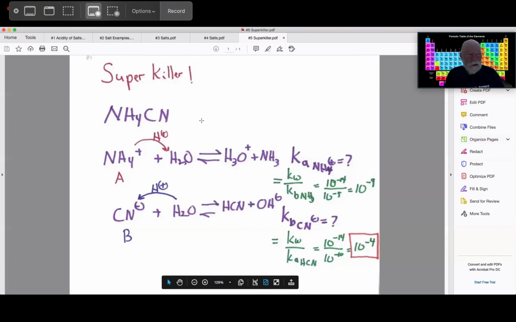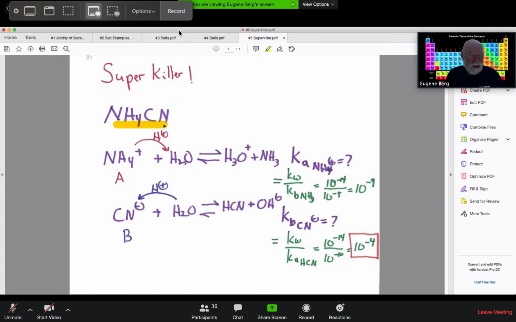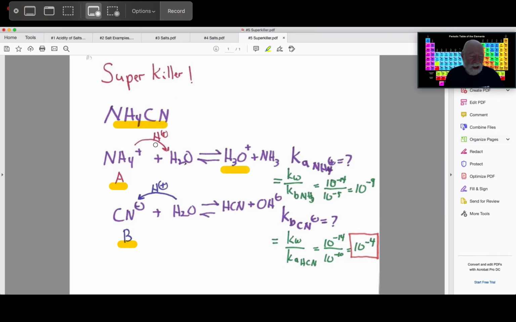So the super killer goes like this. The salt is ammonium cyanide. Now, what makes this a little bit hard is neither of these are on your spectator list, so they're both potential reactions. Let's look at the potential acid reaction and the potential base reaction. The ammonium could act as a Bronsted acid, give a hydrogen to water to make hydronium, and here's its conjugate base. But cyanide is not on our spectator list, so it's a potential base. It could pull a hydrogen off of water and make HCN and hydroxide.